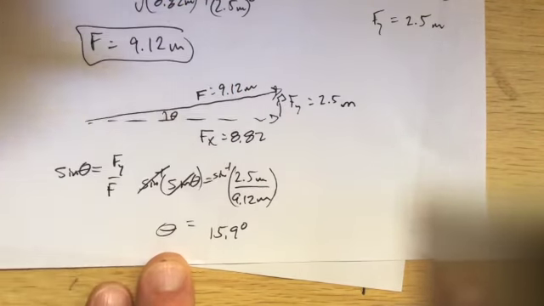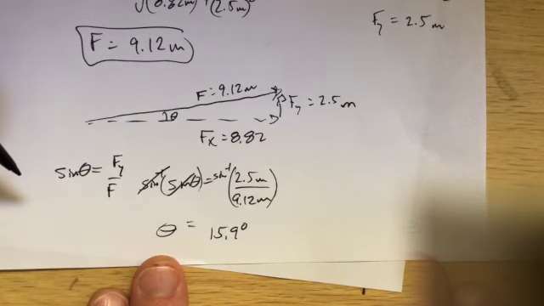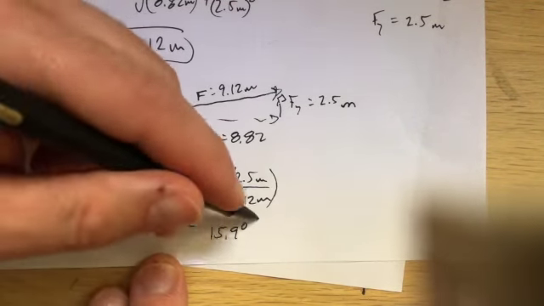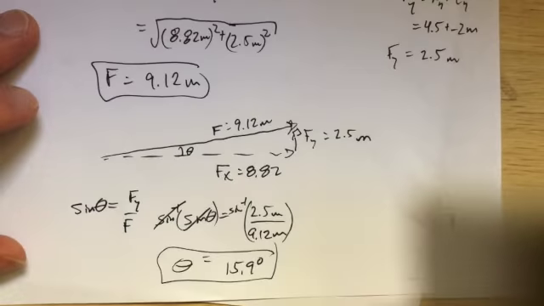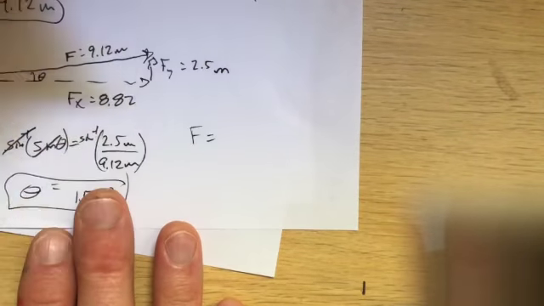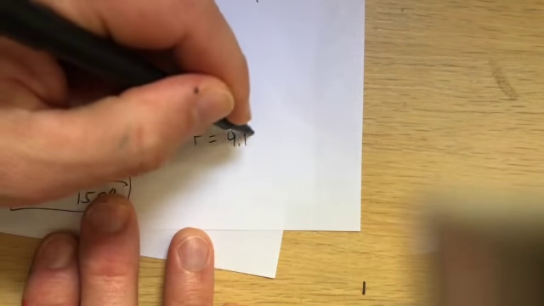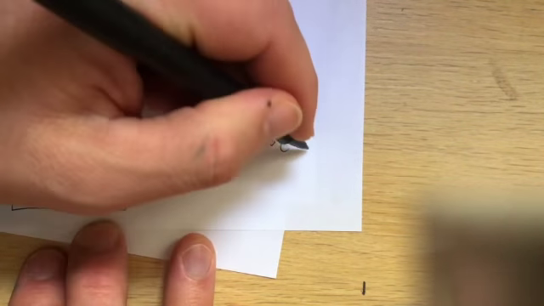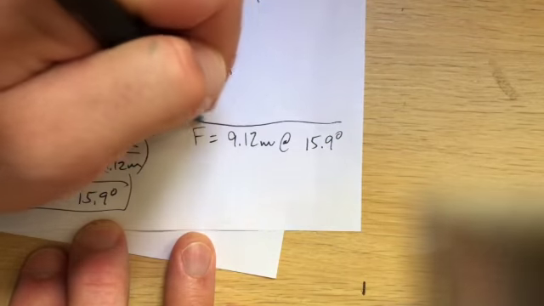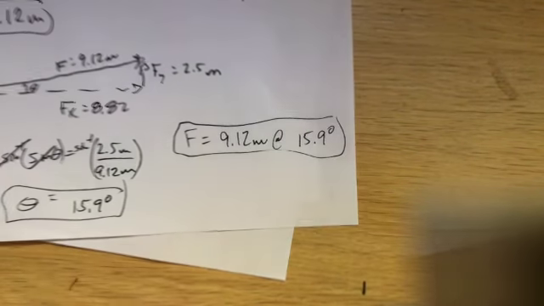And that makes sense. Okay, that's a very thin, small angle. That's a very small angle there. All right, so that would be A minus C equals F. F is 9.12 meters at 15.9 degrees. All right, that's the homework.